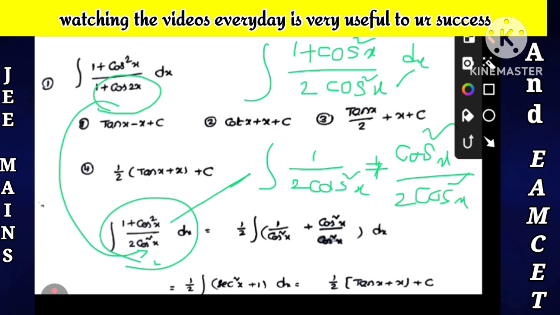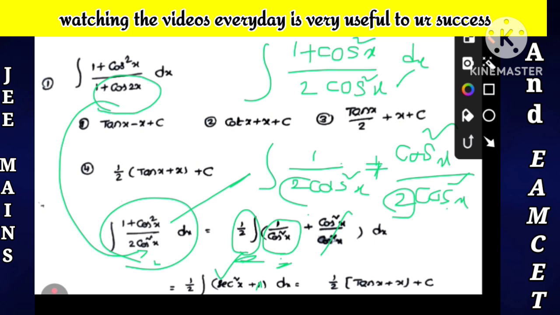The next step is writing the 1 by 2 before the integration, 1 by 2 of 1 by cos square x, and here also 1 by 2 of cos square x by cos square x. Just taking this 1 by 2 common from these two terms: 1 by 2 of 1 by cos square x plus cos square x by cos square x. Now what is 1 by cos square x? That is equal to secant square x. Here cos square x and cos square x get cancelled.